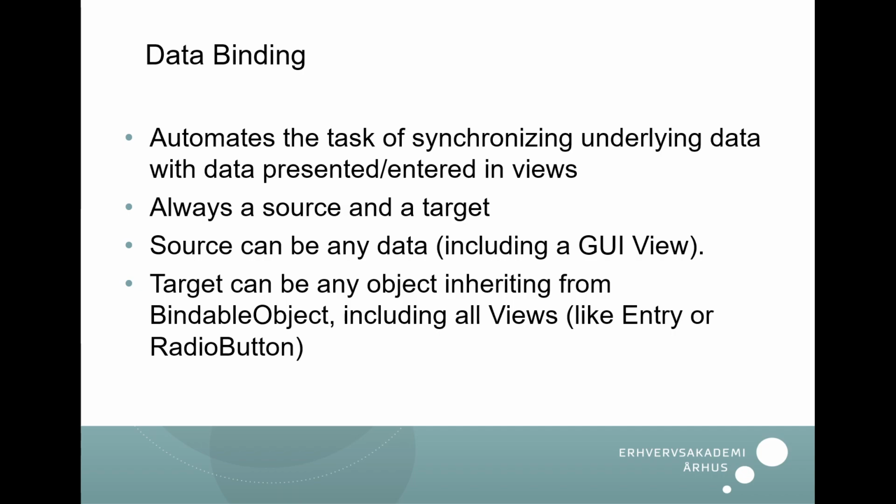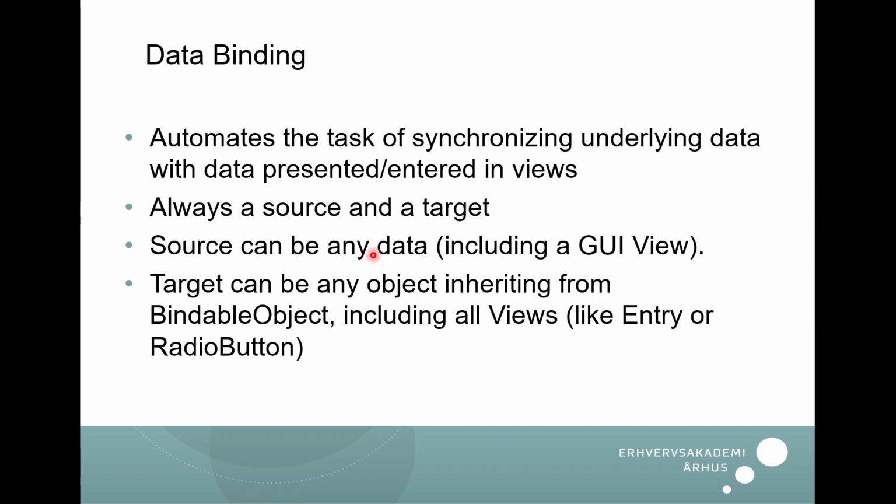So data binding is basically the process of having some data that you want to display in a GUI, or having some data entered by the user in a GUI and wishing to save it to the underlying data. So that's what this automates. And you always have a source and a target. You should think of the source as the underlying data and the target as the GUI element.